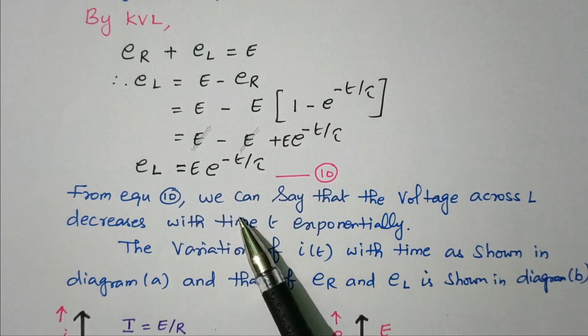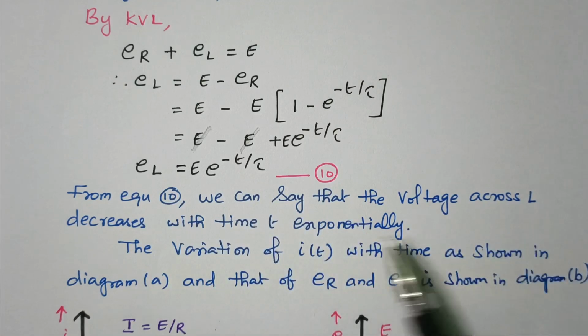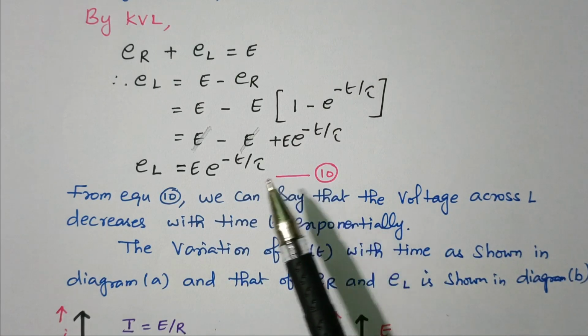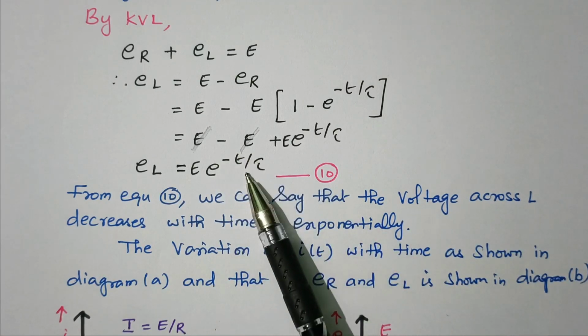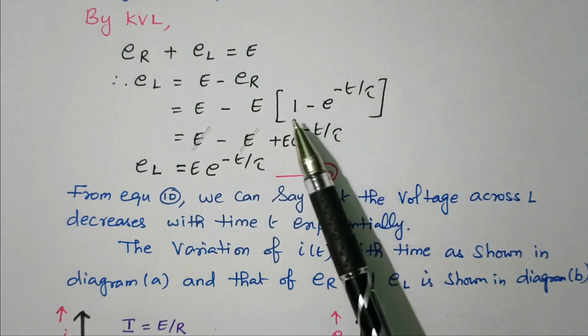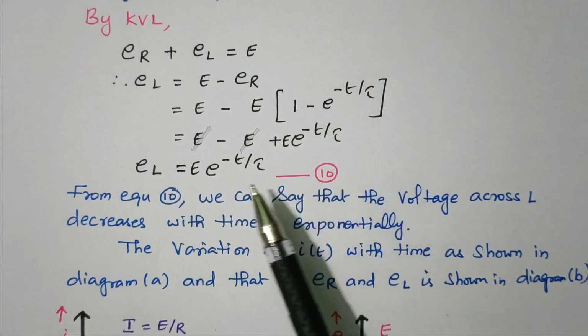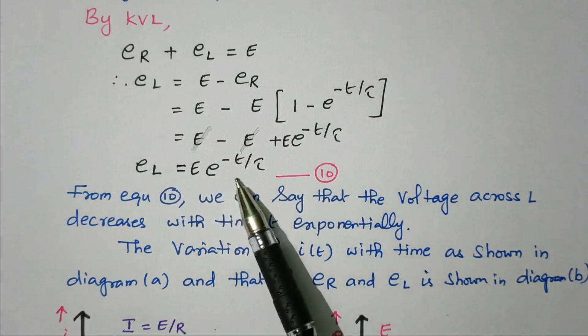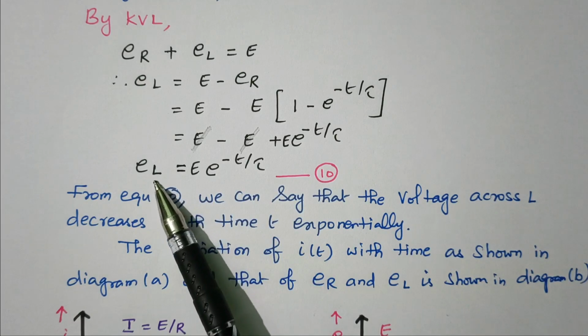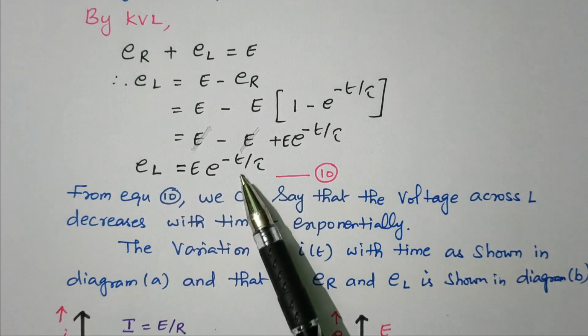From equation 10, we can say that the voltage across L decreases with the time t exponentially. Already told, this is the decreasing part. Previously we had 1 minus e power, so that decreasing, but because of 1 minus it is increasing. But here 1 minus is not available, only this term is available. So that is decreasing. Voltage across the inductor decreases when the time increases.